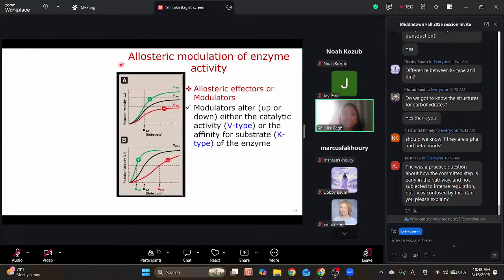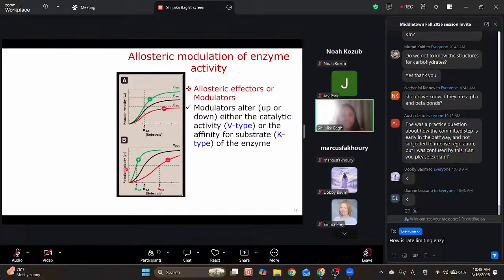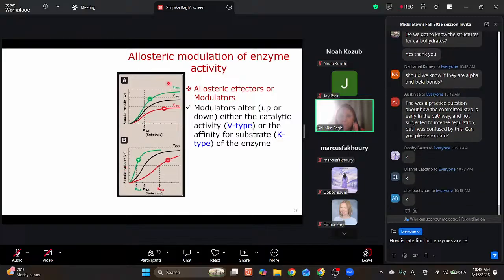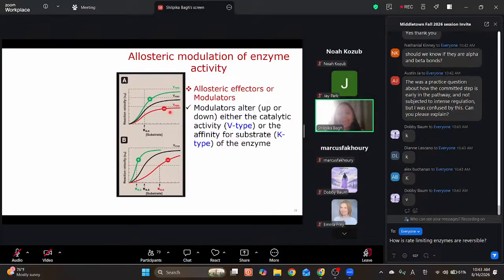So how is it that we have V or K type for allosteric enzymes? If the S-shaped curve moves right or left, is it K-type or V-type? K-type. And if the S-shaped curve moves up and down, it is V-type. That's how they are labeled as K or V-type. But it's the same thing: the kinetics of the enzyme is altered in the presence of the inhibitor. Did I answer you?